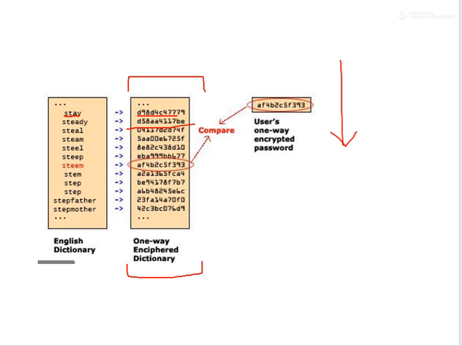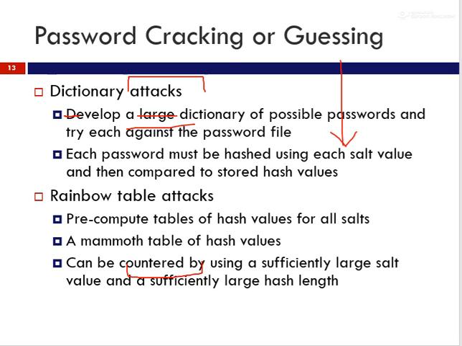So the difference between dictionary attack and rainbow table is, in dictionary attack at runtime we calculate the hash code. In rainbow table attack we pre-compute the hash values for all possible salt, and then at runtime we are just performing a searching operation. We just search through the passwords from the password file in the rainbow table, and wherever a match occurs, the password is compromised.